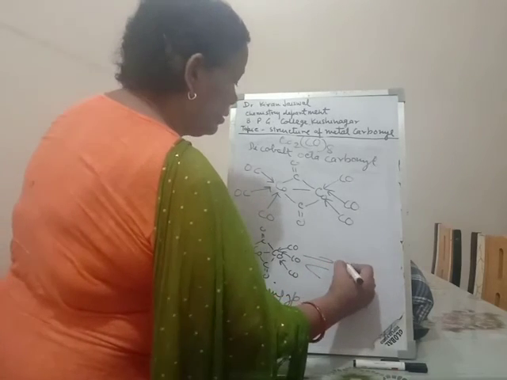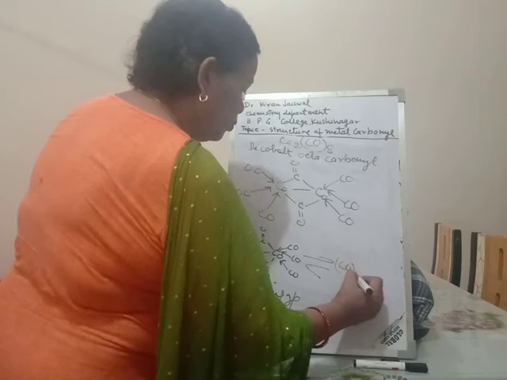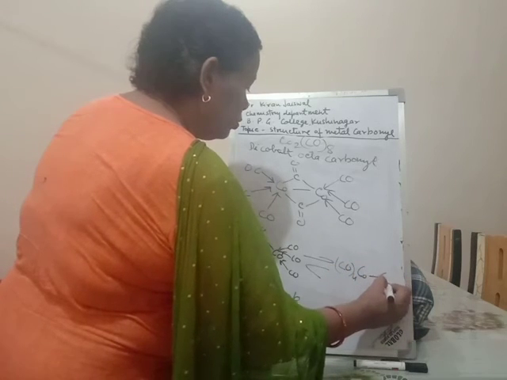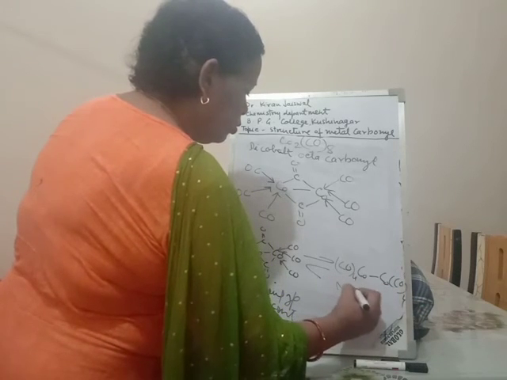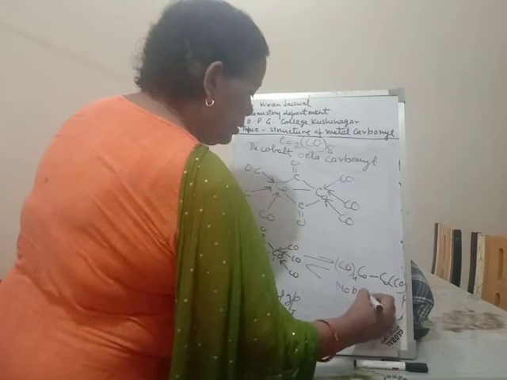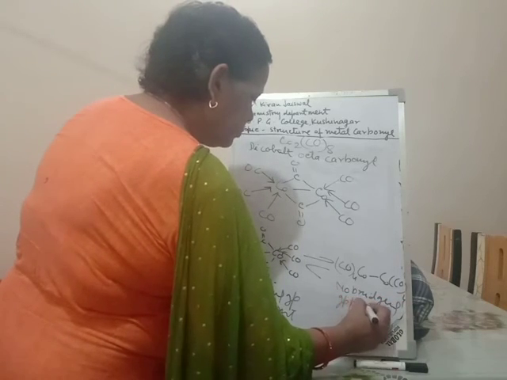This is in isomeric equilibrium with the other form, and this is the form with no bridging group. No bridging group present.